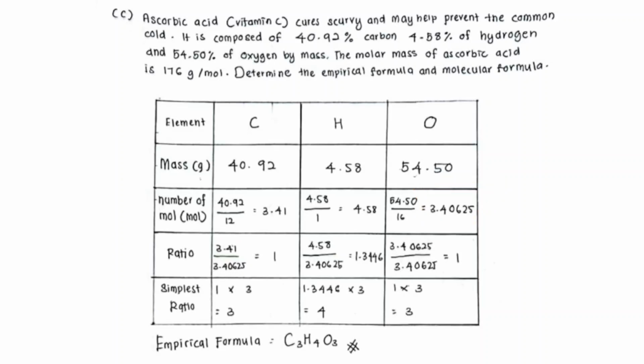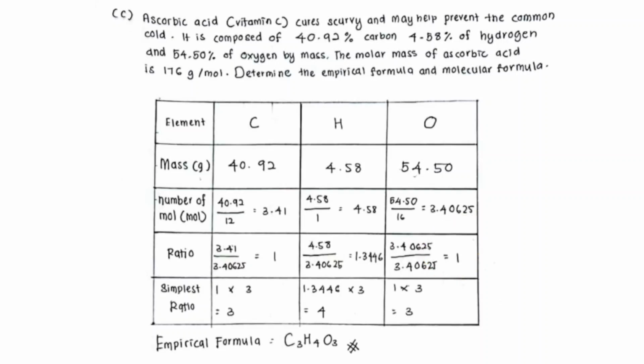3.40625. And then to find the ratio, we divide 3.41 by the smallest number of moles, which is 3.40625, and you will get 1 for the ratio for carbon. And for the ratio of hydrogen, you will get 1.3446, and for oxygen you will get 1.